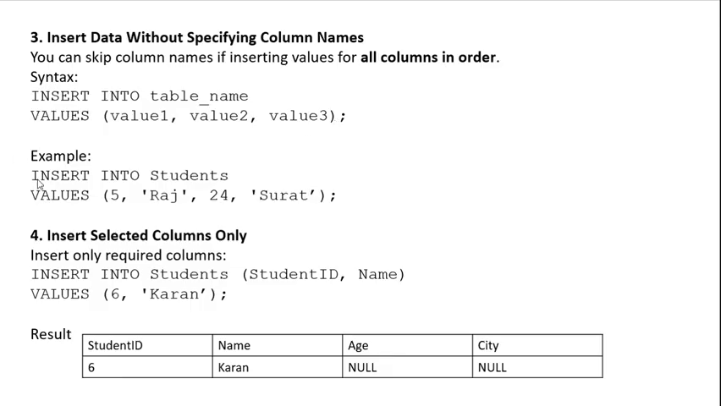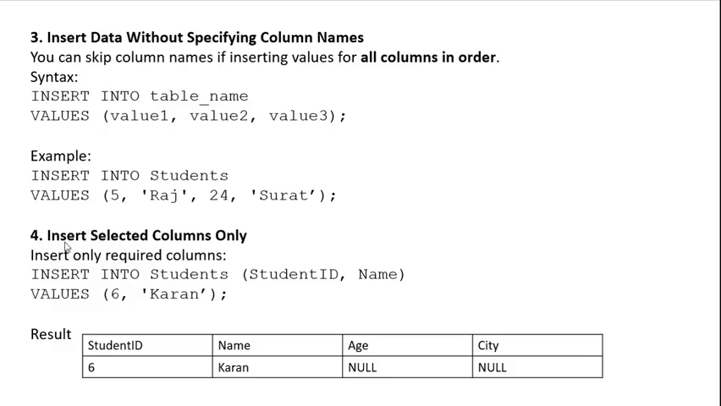And for the example: INSERT INTO the table student, and directly VALUES, and inside the brackets the student_id is 5, the name is Raj, the age is 24 and the city is Surat, and close the bracket and a comma.